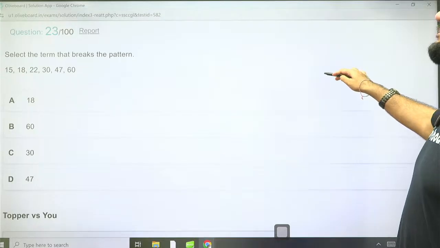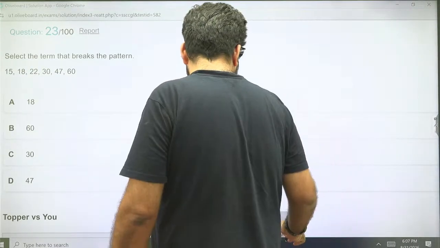Select the term that breaks the pattern. This is actually a good question. Breaks the pattern means wrong number series.